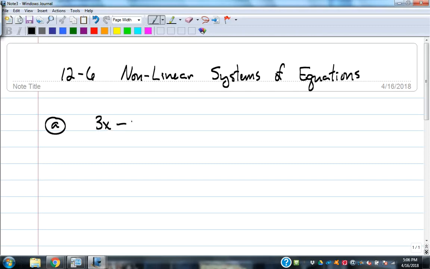Here is a nonlinear system. There's a linear equation, but the other equation that's part of the system is 2x squared minus y equals 0, which is not linear. So that makes this a nonlinear system. Nonlinear systems are not as easily solved as linear systems. The matrix things that we've done to solve those are for linear systems. Nonlinear systems have curved graphs.